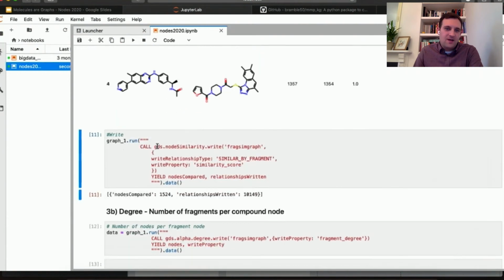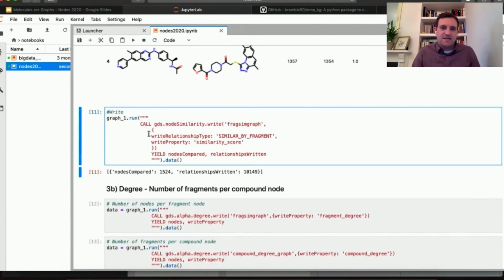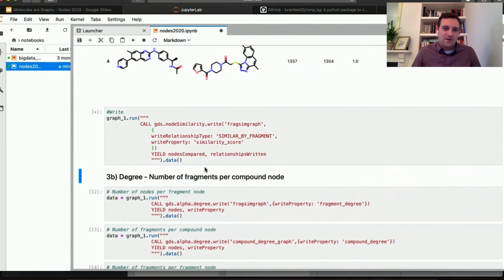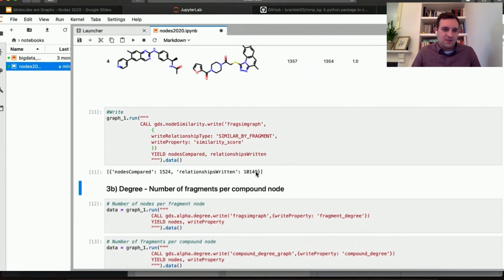Okay, let's write that similarity data to the graph here, so we can use it later, once we've got a bit more context around it. We're going to use the .write part of the GDS library here to write these as new edges into the graph. There we go. Okay, so now we've written 10,000 new edges into our graph.